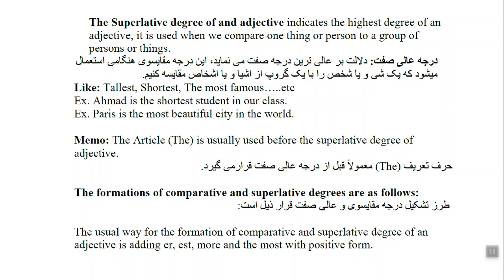Okay, students, how can we form superlative and comparative degree? The usual way for the formation of comparative and superlative degree of an adjective is adding er, est, more, and the most to the positive forms.